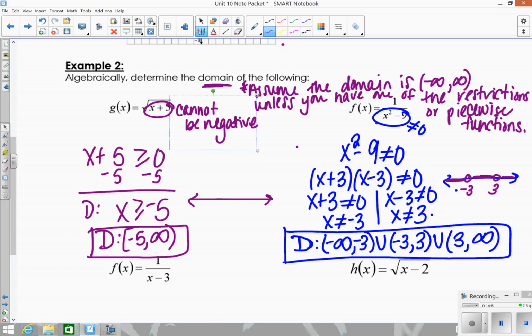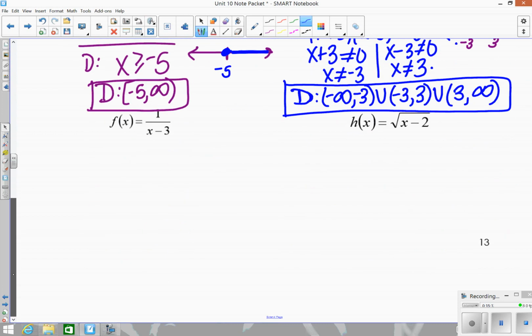This one over here, I had negative 5, and it was a solid circle, and x needed to be greater. So I only have one interval because I have one section on the number line. So if it helps, draw the number line so it's easier for you to see the intervals, because sometimes they're kind of hard to write in your head.